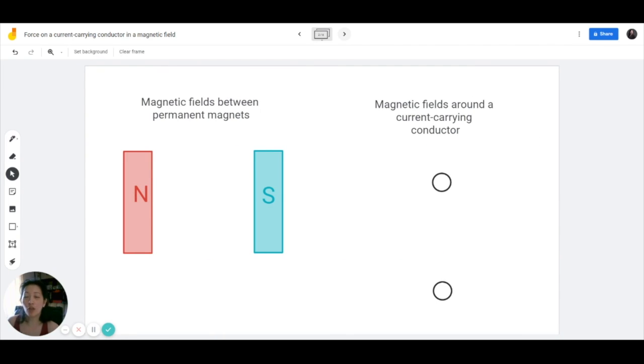First things first, we need to understand the magnetic fields that exist. So let's take a look at some permanent magnets. In this diagram on the left over here, you can see that we have two representations of magnets. Imagine you have two permanent magnets placed at a distance from each other, with opposite poles facing one another. On the left we have the North Pole, and on the right side we have the South Pole.